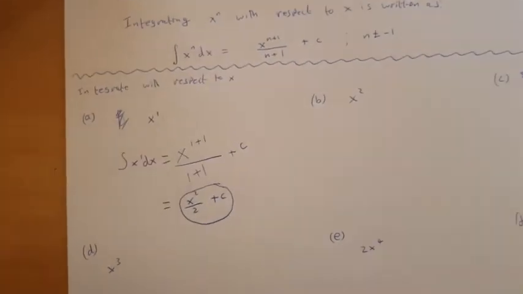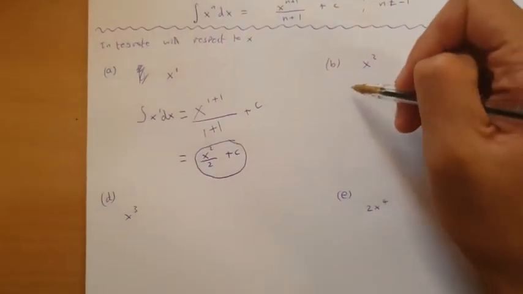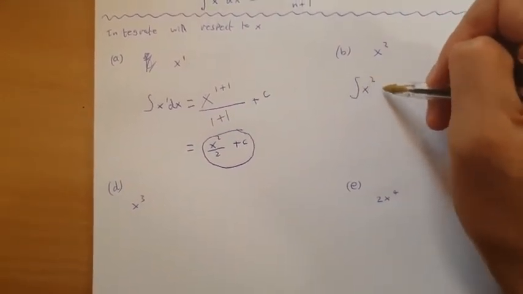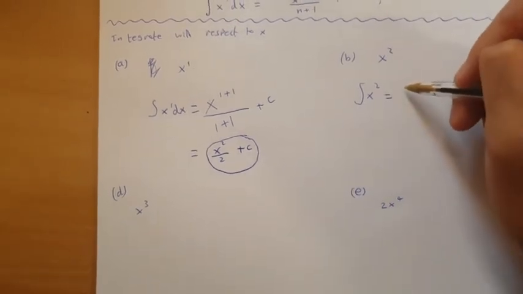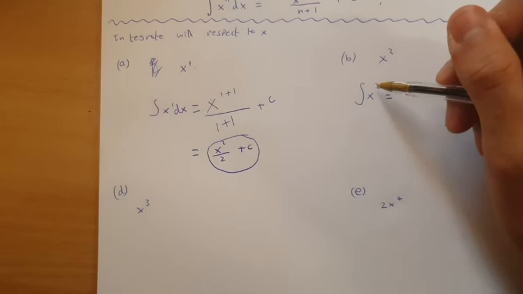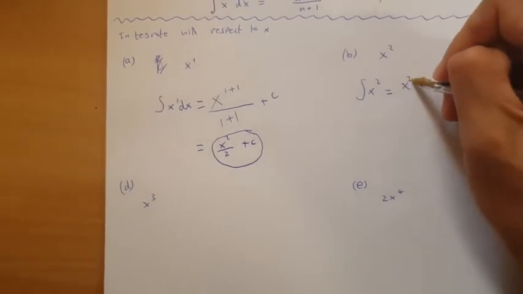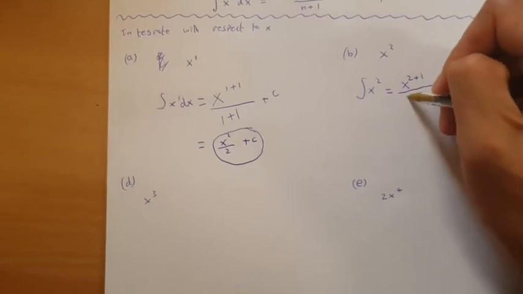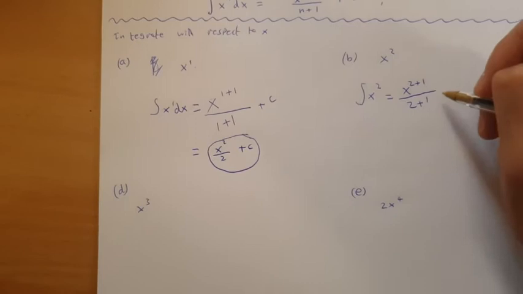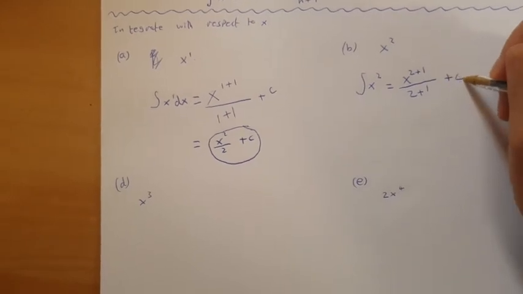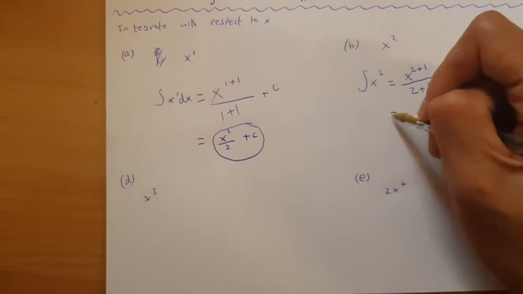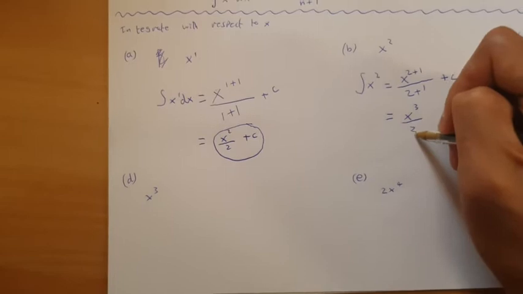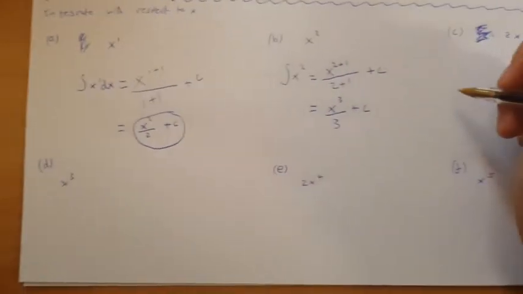Awesome, now let's move on to question B. So now we're integrating x squared. Okay, so put the integral sign, x squared. Now that is equal to x to the power of n plus 1, so that's 2 plus 1, see? And then whatever you put up there, just put it back down there, 2 plus 1. And don't forget your plus c. Always fundamental that you put that there. And then you get your x to the power of 3, x cubed, divided by 3 plus c.